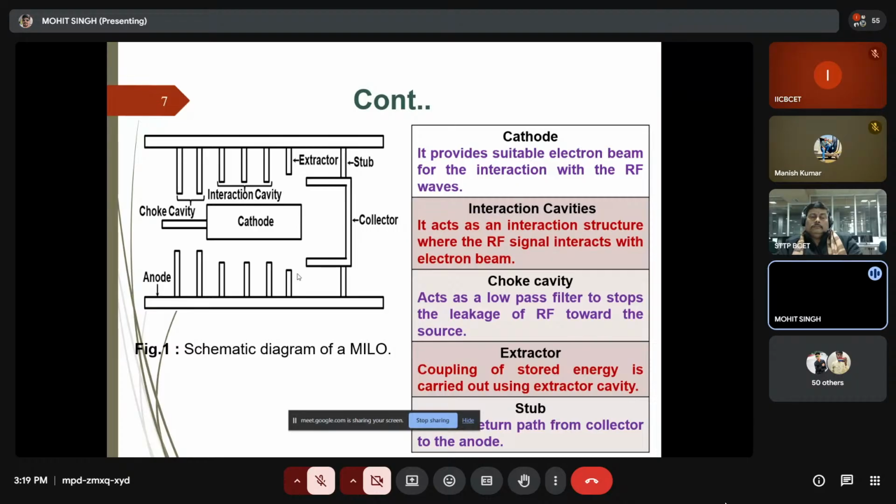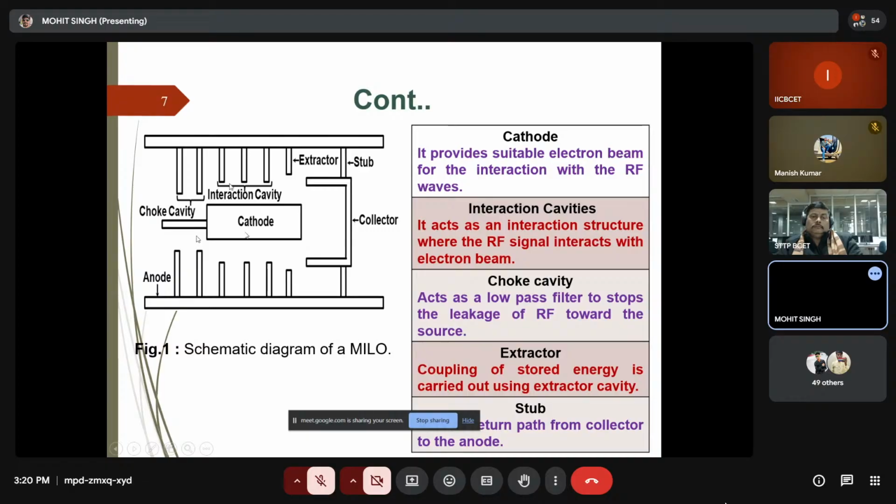This is the schematic of a magnetically insulated line oscillator. You can see here a cathode. This is completely a cylindrical structure. Don't be confused that it is represented with a line. A line here means it is just a wire. It is a hollow cylindrical structure, and that hollow cylindrical structure works as an anode.